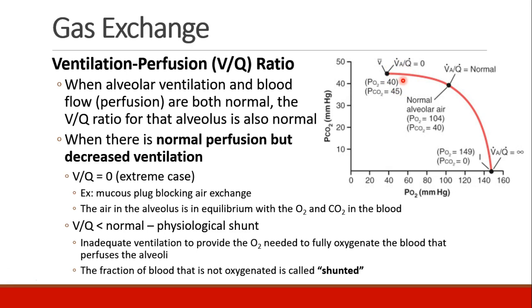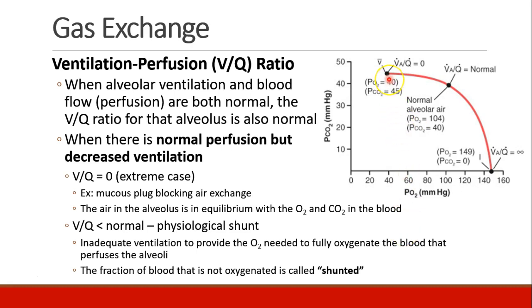In the case of our mucus plug, where we have no ventilation, but we still have normal perfusion, so blood is being delivered to the alveolus, and we have equilibrium between the alveolus and the blood, but we have no exchange of air out of that alveolus. So eventually, the alveolus will have a composition similar to that of the deoxygenated blood, a PCO2 of about 45 and a PO2 of about 40.